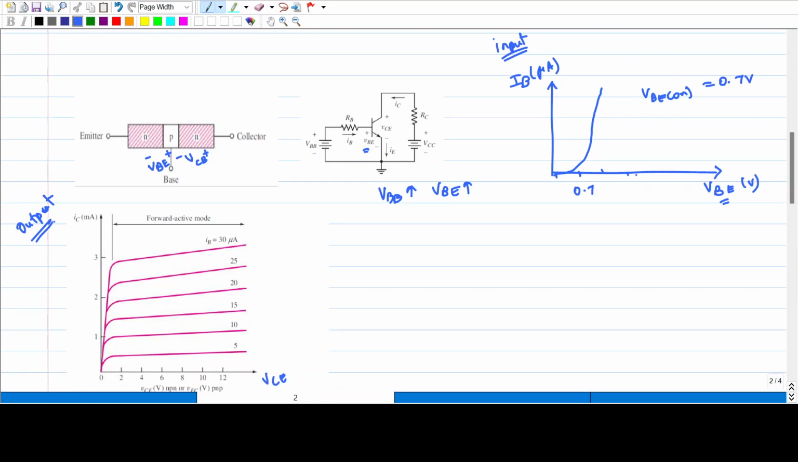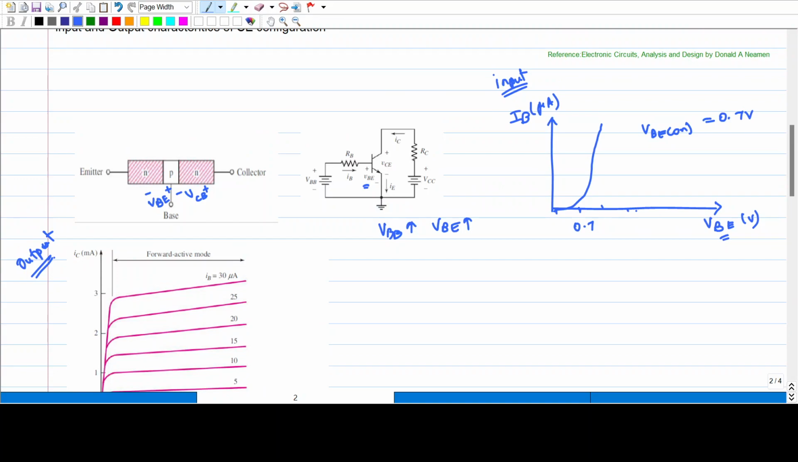Now we can see here, we have to increase VCE. For different values of VCE, we have to plot IC. Now what happens here is, the voltage between the collector and the emitter is VCE. Now if you write a loop around here, we can write it as VBE minus VCE plus VCB equal to 0. So VCB equal to VCE minus VBE.